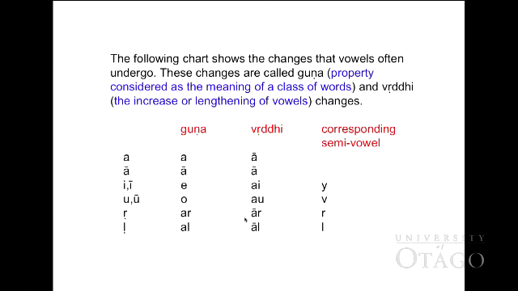And the corresponding semi-vowels, that is i to y, u to v, and ṛ to r, as you have studied from the Sandhi rule last semester. This is a chart you have to memorize before we study the nouns in ṛ, and even in the next lesson, lesson 18, we also use the rule of guṇa and vṛddhi.